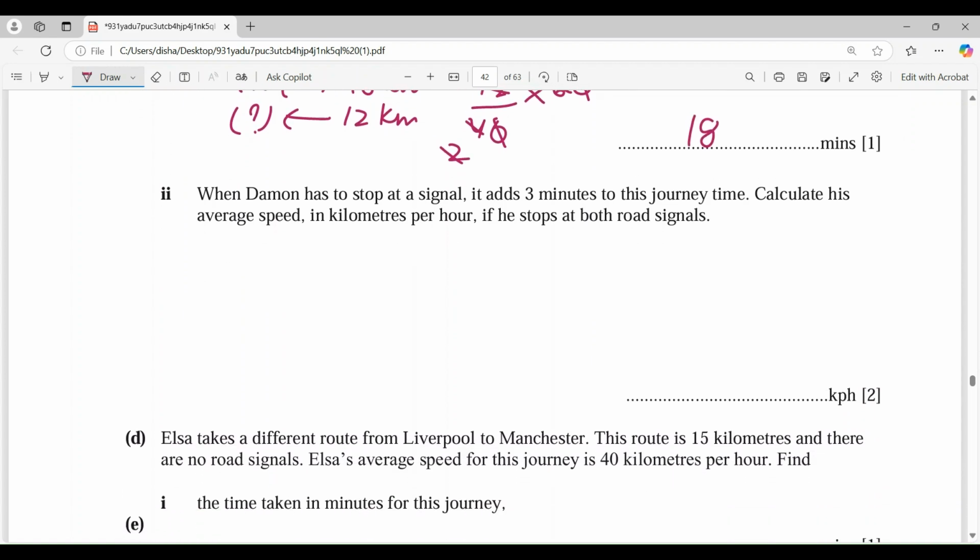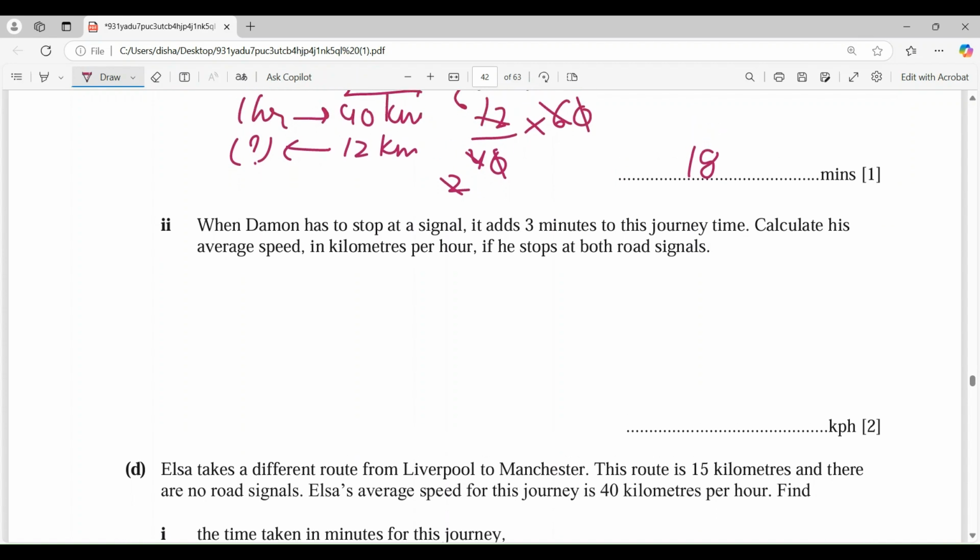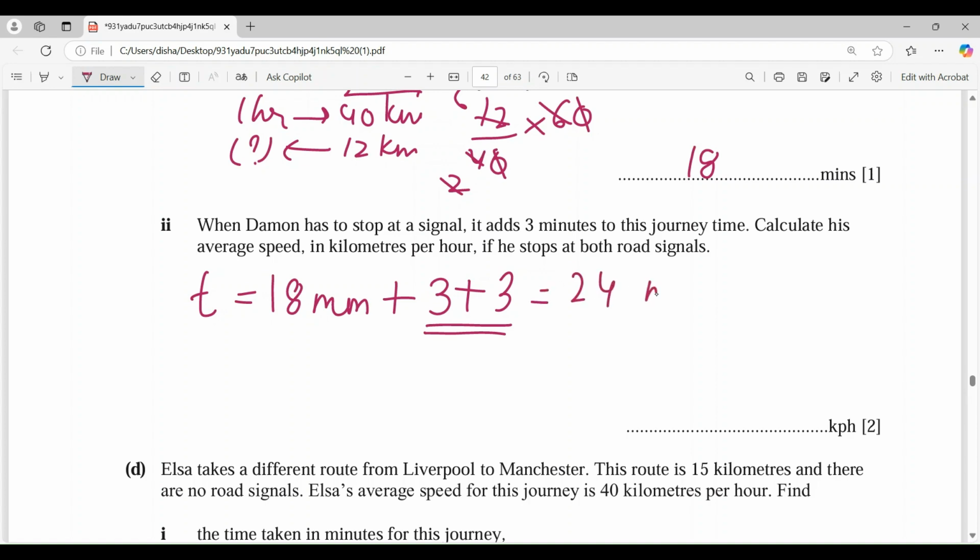Next, when Damon has to stop at a signal, it adds 3 minutes to this journey time. Calculate his average speed in kilometer per hour if he stops at both the road signals. So he's stopping at both the road signals. So the total time now taken will be 18 minutes for traveling plus 3 minutes plus 3 minutes, because he's stopping at both the signals. So 3 plus 3, that gives me 24 minutes.